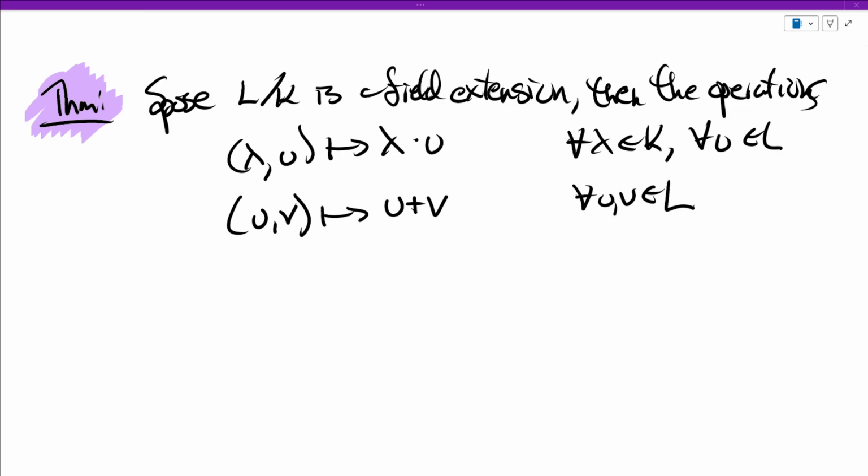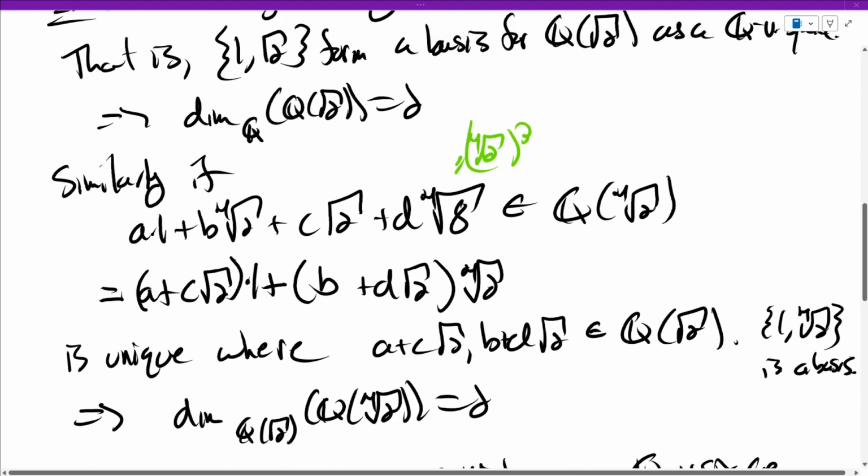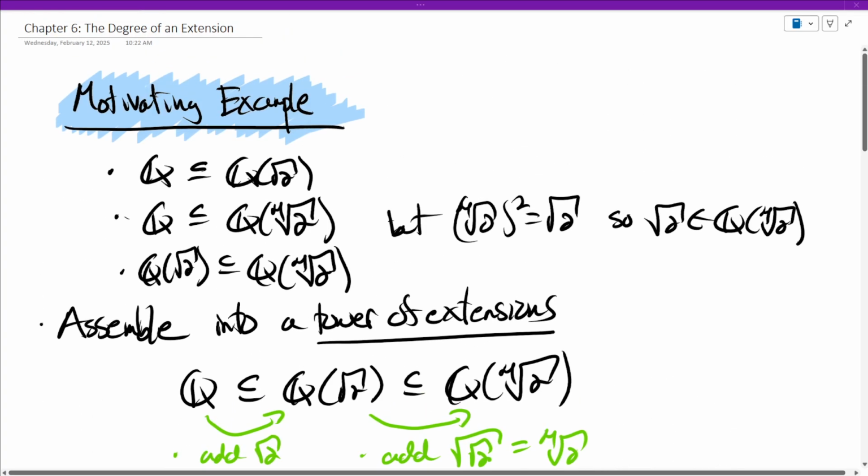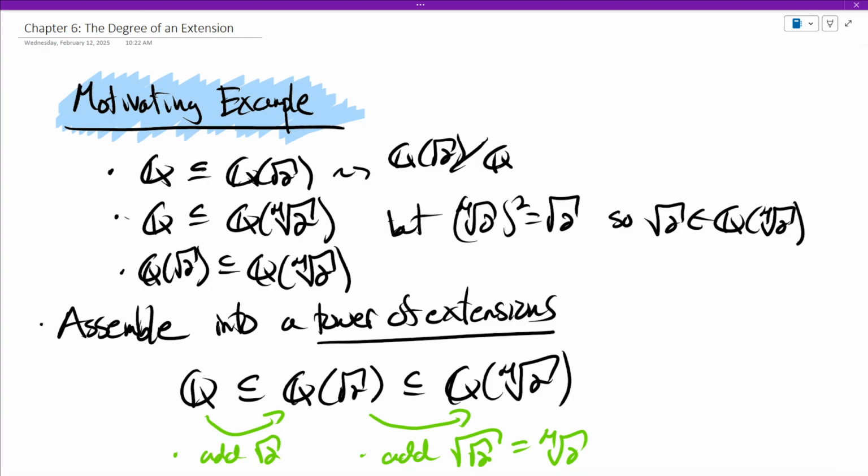And L is a field, so you can add. So the second operation is just addition. Okay? So in the previous example, we had Q sitting inside of Q adjoining the square root of 2. We would write it, of course, as an extension like this. Of course, if you have any rational number, you can multiply it by any element in this larger field, right? You just scale it. And if you have any element in a larger field, you can add them because it's a field.